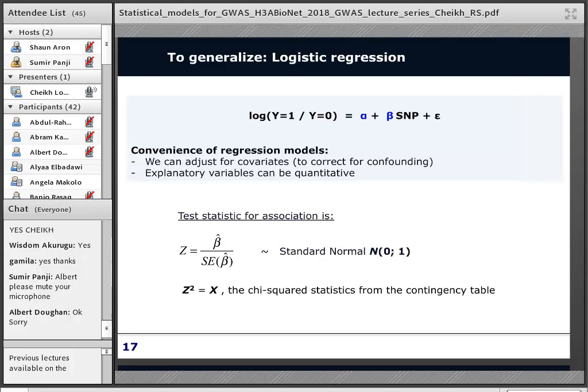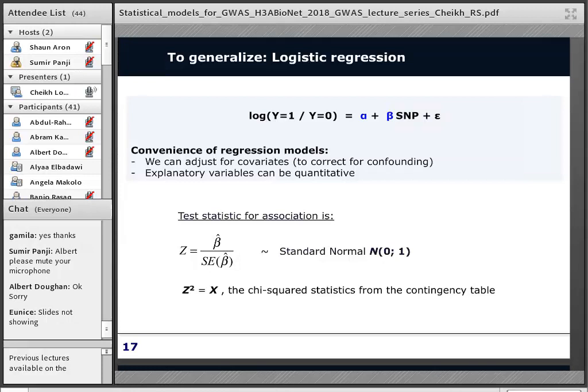Okay, sorry. So here, to generalize, if you have a case-control design and a qualitative trait, which is binary, you can use the contingency table and compute everything you want. You can have the odds ratio, the p-values, etc. And you can have the same thing also by using logistic regression. The convenience of regression is that we can adjust for covariates. Here we can put additional variables like age and sex to correct for confounding. We can also have explanatory variables that are quantitative, and for that you cannot make a contingency table.